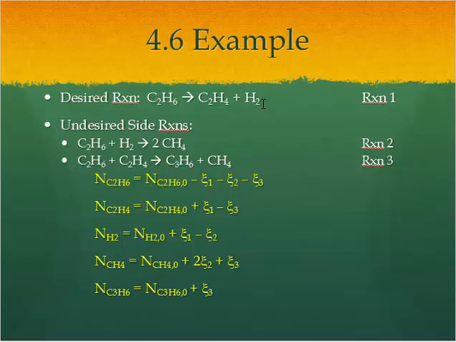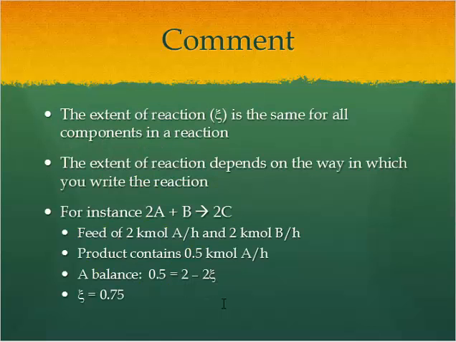Hydrogen is formed in reaction 1, and it is consumed in reaction 2. It doesn't participate in reaction 3. Methane is going to be formed in reaction 2 with a stoichiometric coefficient of 2, and more is formed in reaction 3. And then finally we have our propane, which is formed only in reaction 3 with a stoichiometric coefficient of 1. So hopefully you were able to succeed with that.